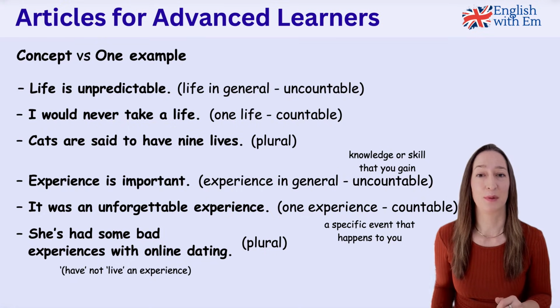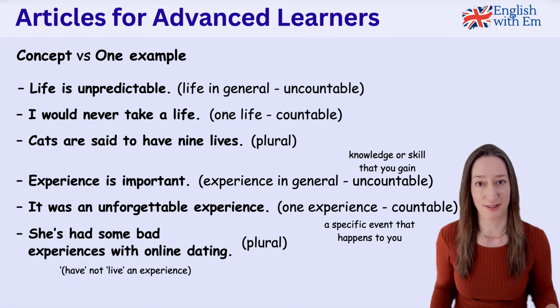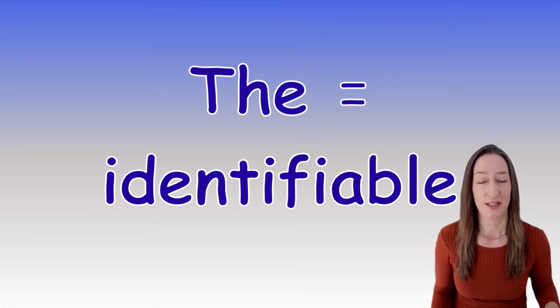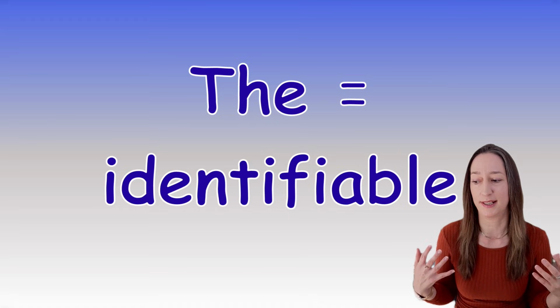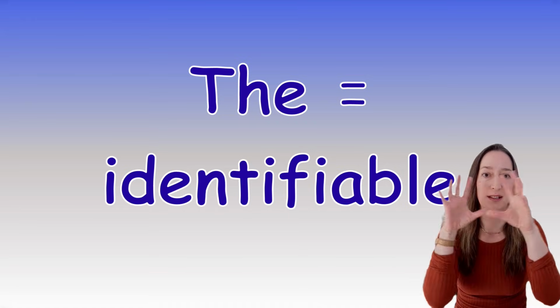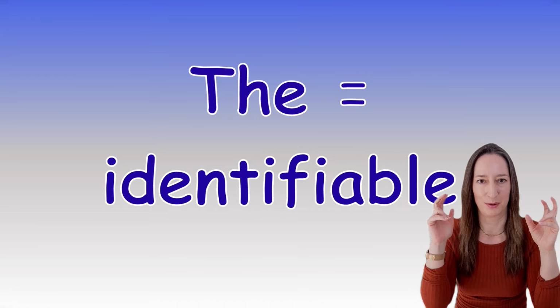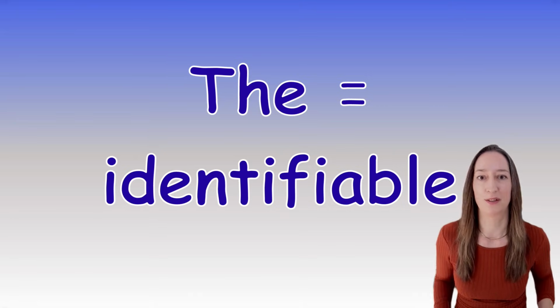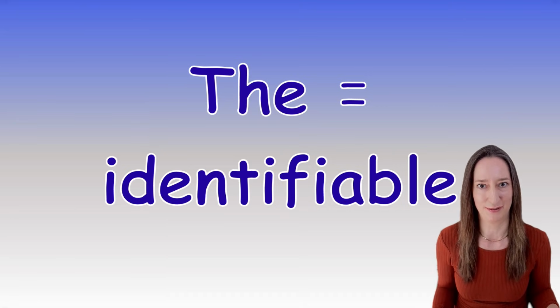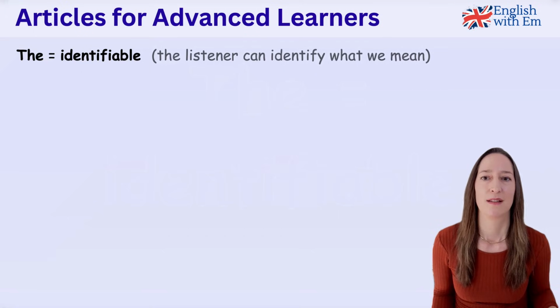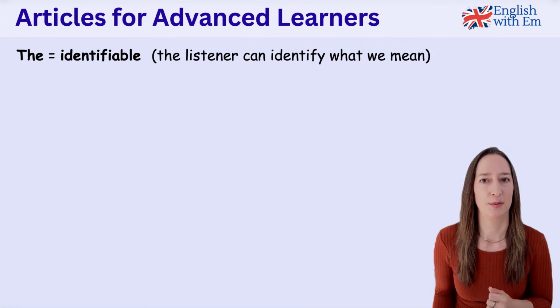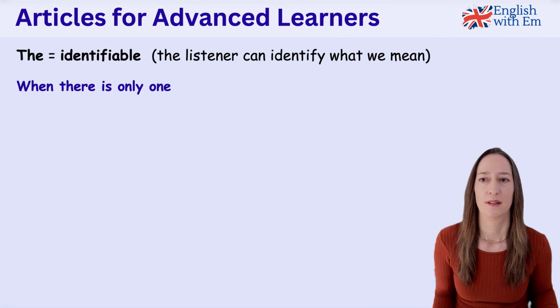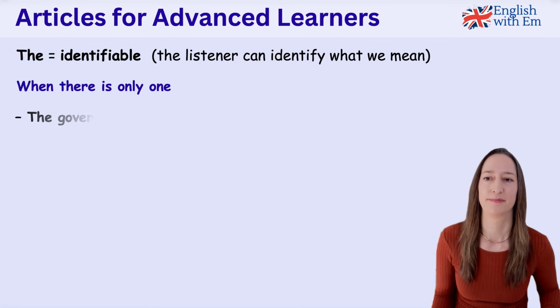Now we're going to look at what I think is actually the most important point about article use, and that is the use of "the" when something is identifiable, because thinking in this way actually encompasses quite a number of so-called rules. So it solves a lot of the problems that people have with article use. By identifiable, we mean the listener can identify what we mean. Where there is only one.